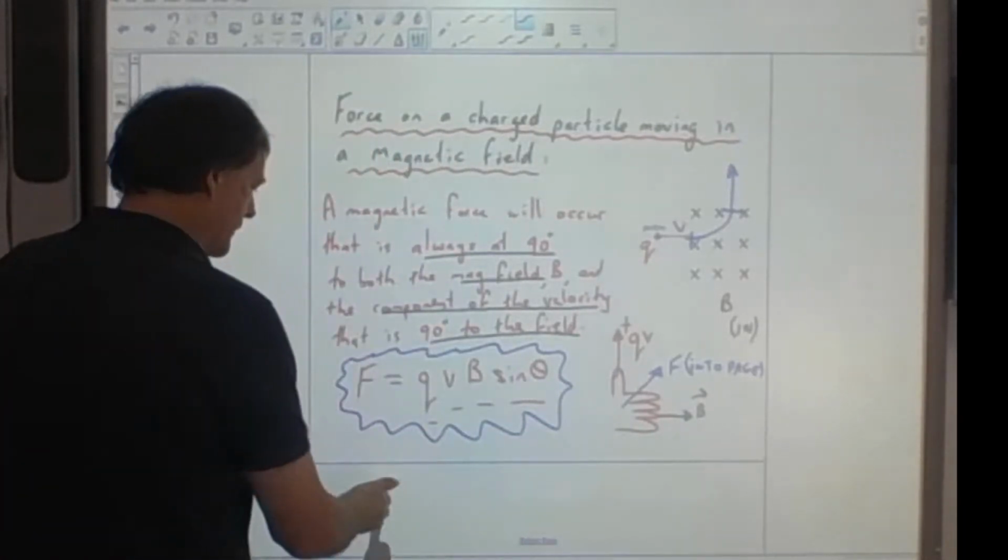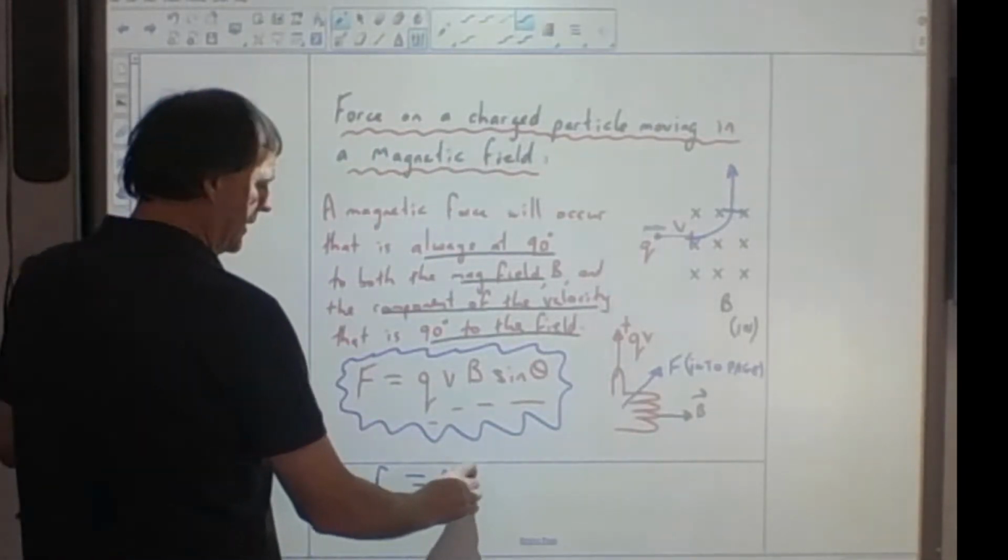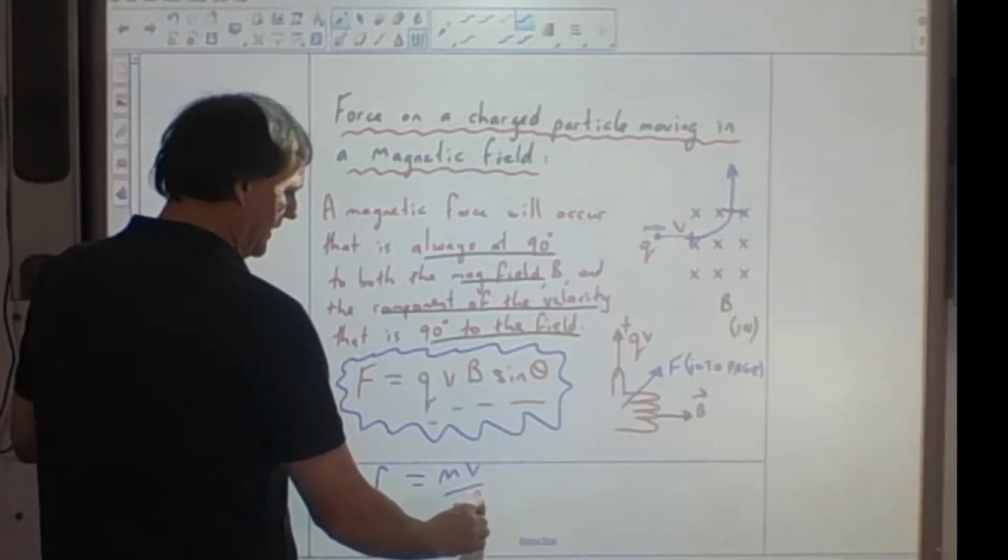All right? And we've worked out that there is a formula you can derive for the radius of that circular path based on those four quantities.